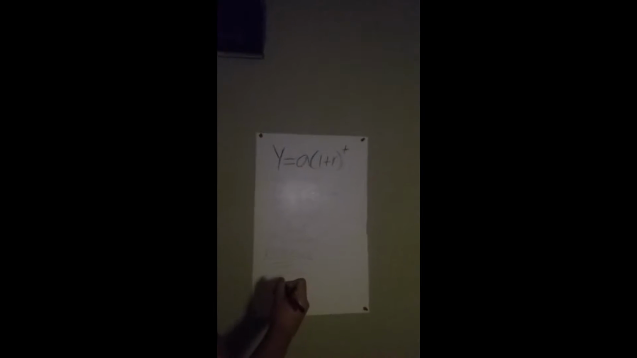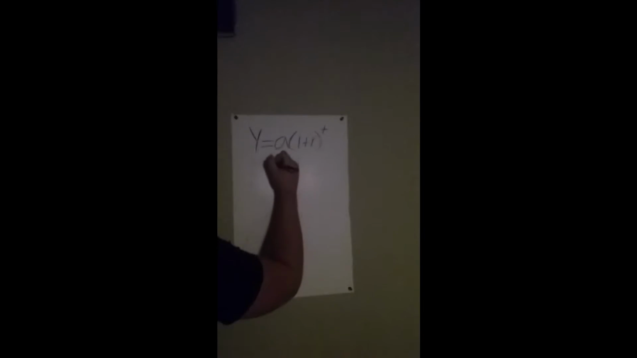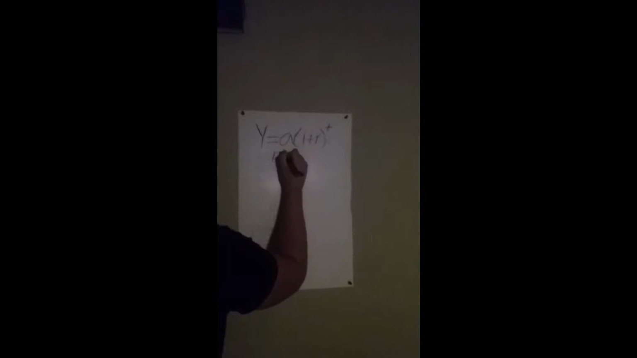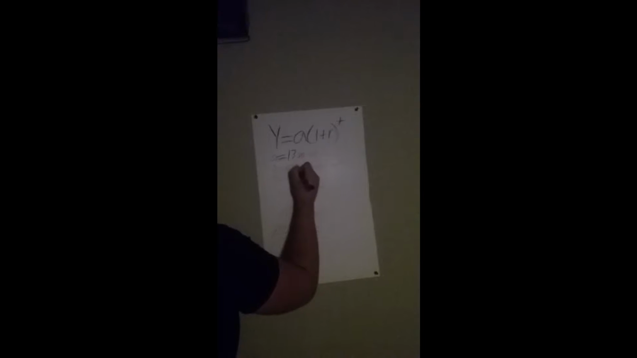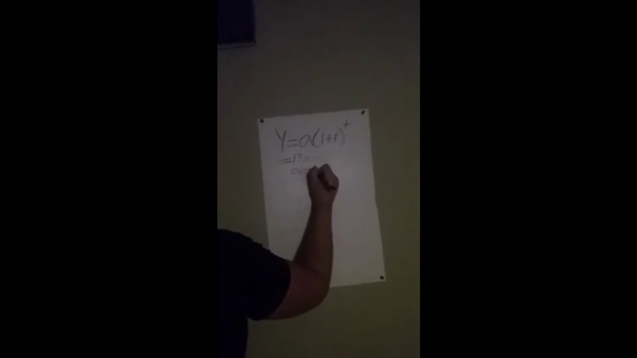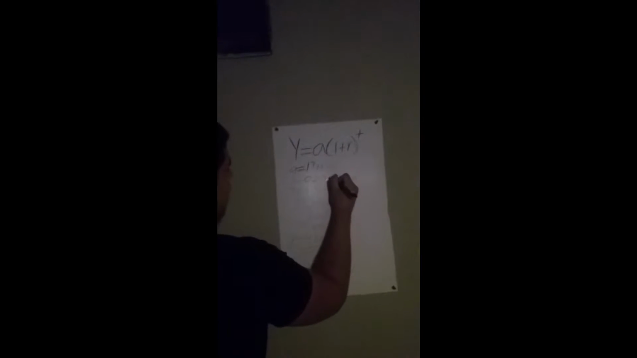Okay, so for exponential growth, say you're working out and you want to increase your bicep mass. Let's say right now you have 13-inch muscles. That's your initial amount. And then your muscles grow at a rate of 0.025 inches.